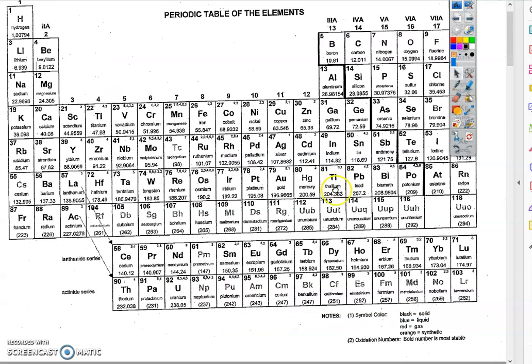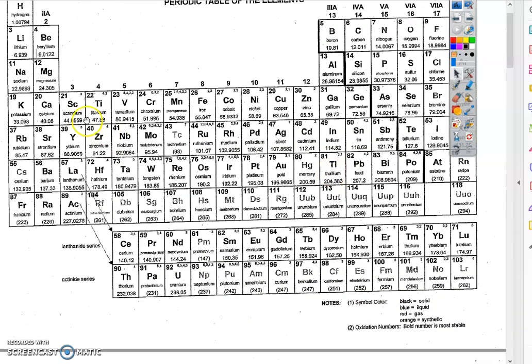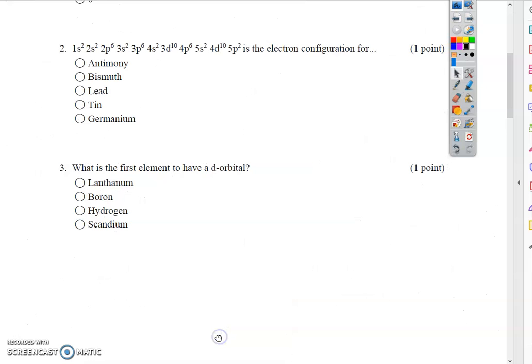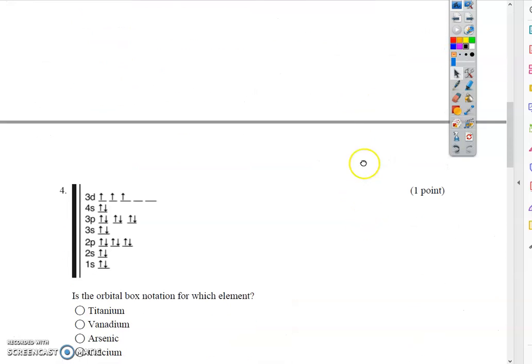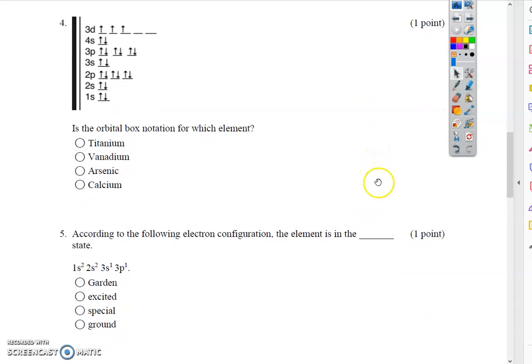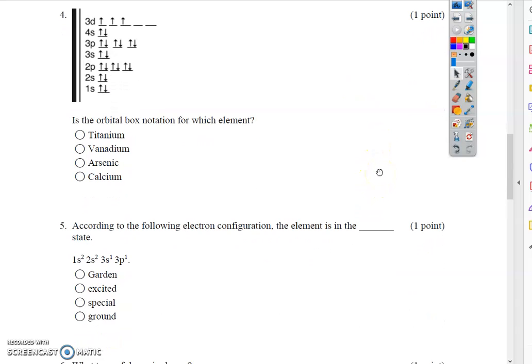The first element to have a d orbital, well, I just had it in there. This was 3d. So the first element according to this periodic table is scandium. Let's move on.